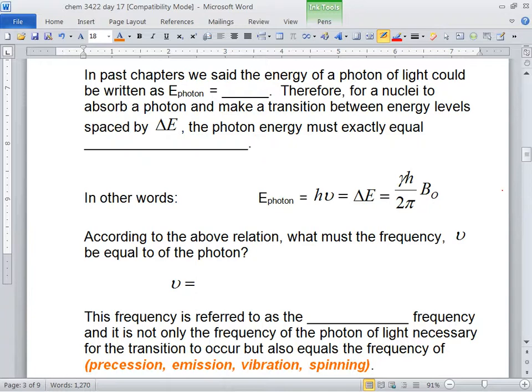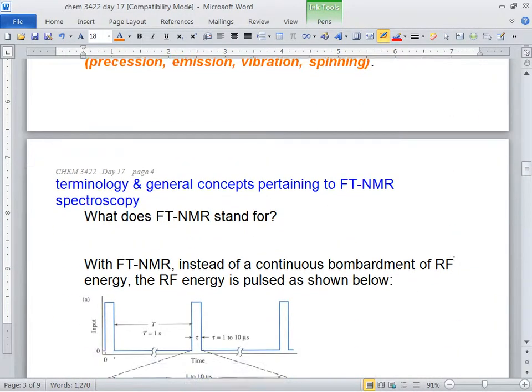We talked about how if that's what the energy splitting is, you apply a photon, frequency h nu, and we said that's in what region of the electromagnetic spectrum? In the radio waves, right? And the frequency of that photon is the same as the Larmor frequency, that frequency of precession.